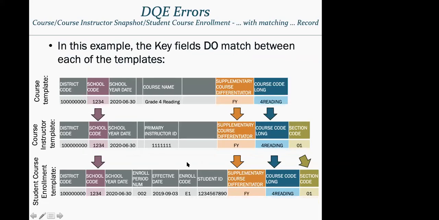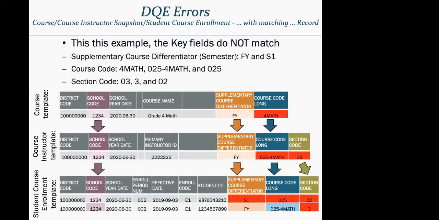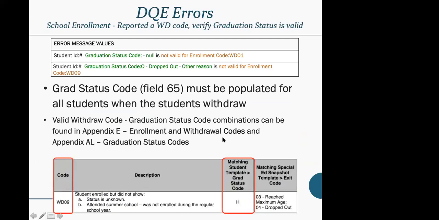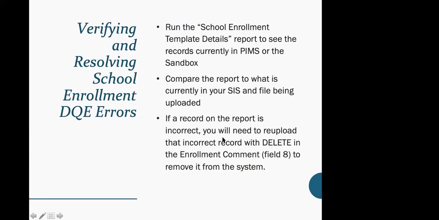All right, and that's what it would look like if they did all match. Once again, these are course differentiators that are not matching. Everything has to match. Okay, let's back up here once. All right.